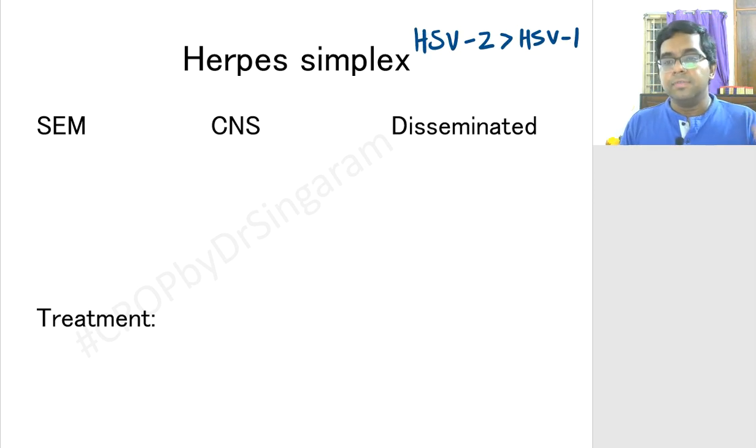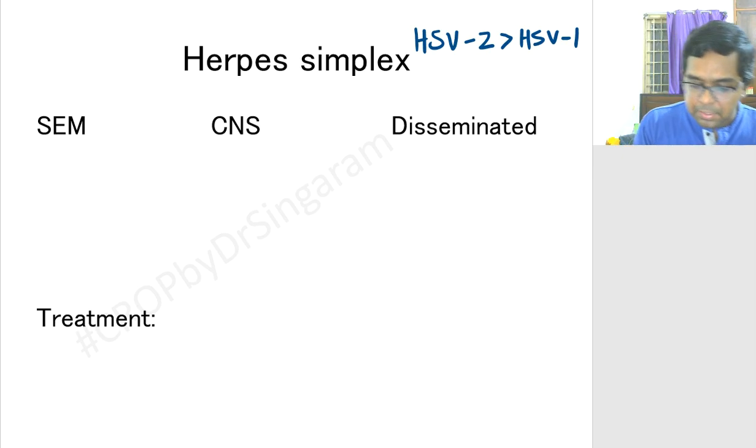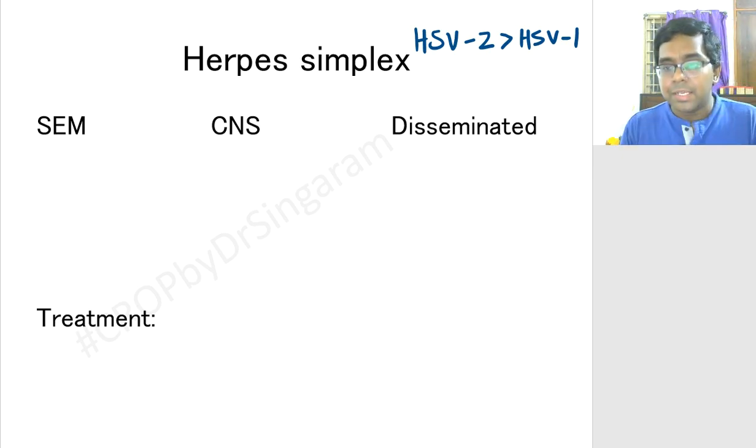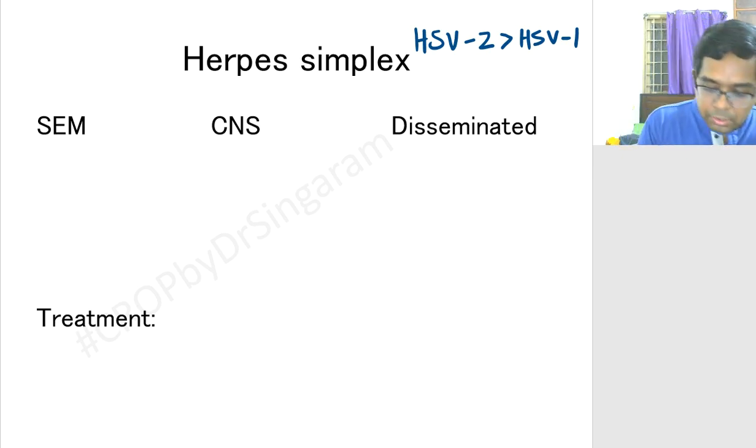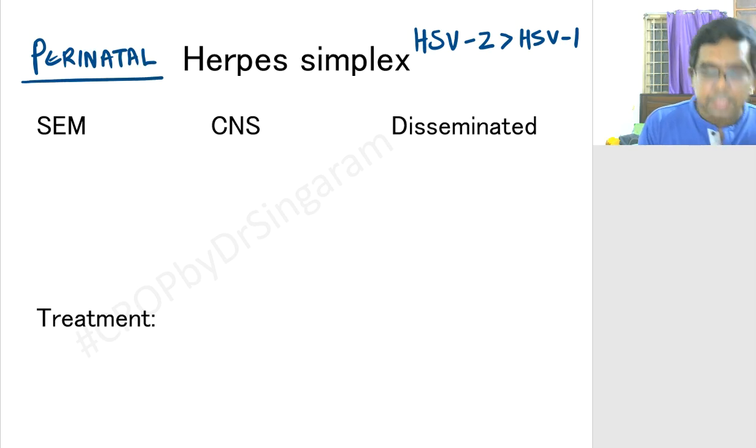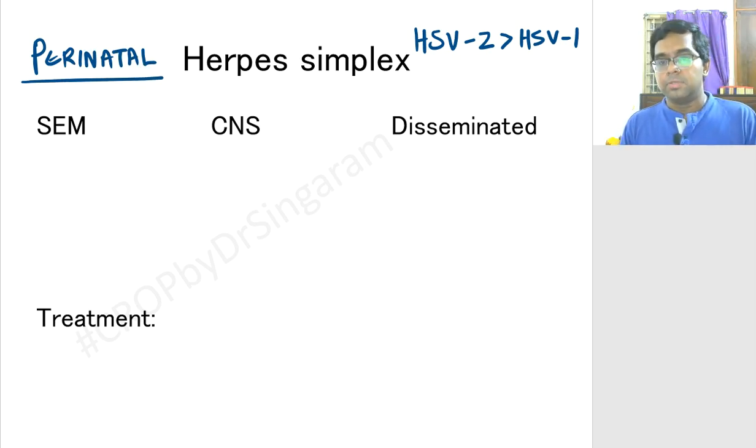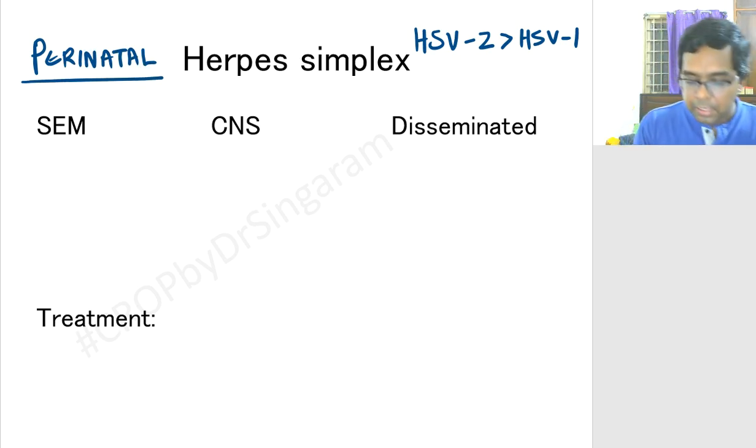Okay. Now, if the herpes simplex is infecting the baby, it can cause three manifestations. And please remember, it is not the intrauterine infection in herpes simplex. It is usually perinatal. Around the time of delivery, suppose the mother has genital lesions and all, that time it can be transmitted from the mother to the baby. So it's usually perinatal spread for herpes simplex.